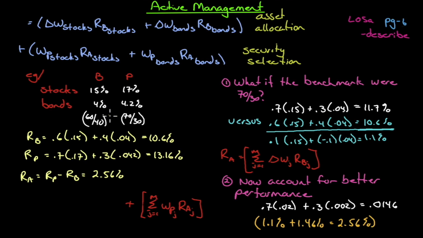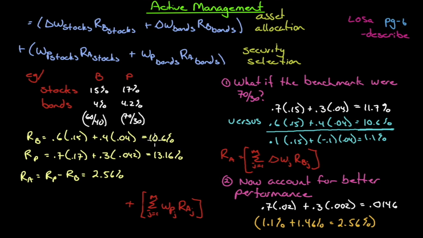I made it up. So let's say we have our stocks and bonds, we have our benchmark and our portfolio, and of course we're going to maintain the 60-40 weighting on the benchmark, the 70-30 weighting on the portfolio. But I'm making up returns now. Let's say for stocks, the benchmark did 15%, the portfolio did 17%, and for bonds, the benchmark did 4%, the portfolio did 4.2%. So we can figure out the return on the benchmark. That's easy. It's just weighting each asset class. 0.6 times 0.15 plus 0.4 times 0.04 is 10.6.